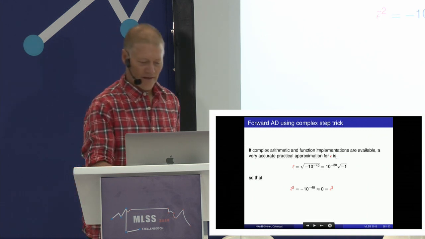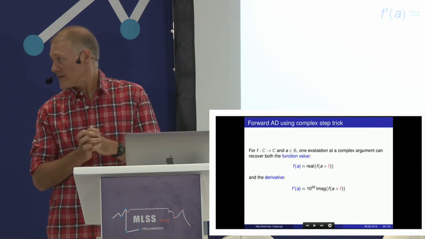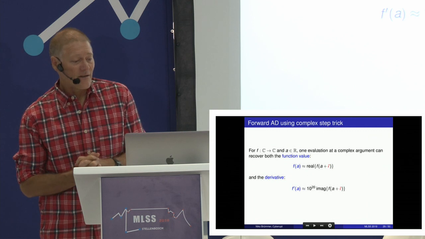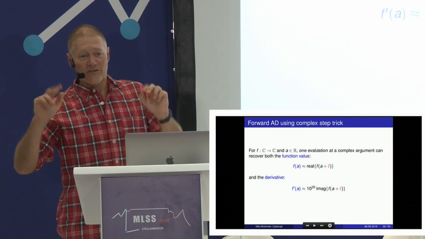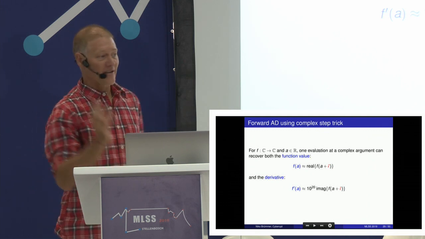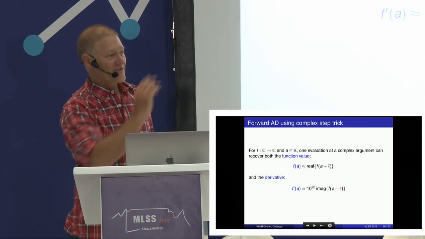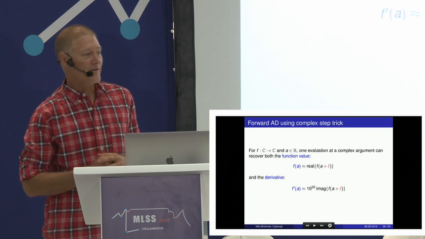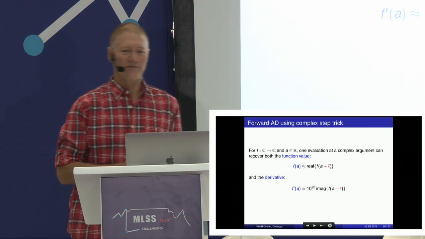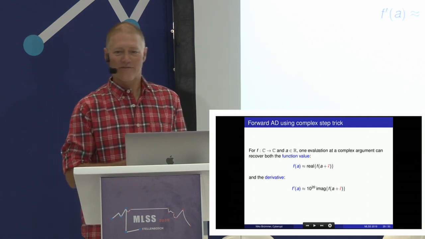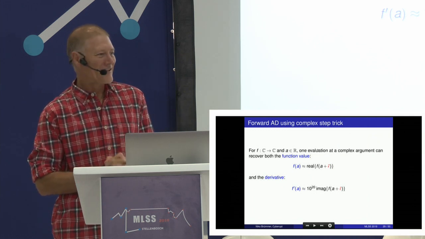So that's how we're going to practically implement this. If your function is equipped to handle complex arithmetic, then you can just send this approximation to a dual number which you've manufactured into the function. If you take the real part of the output, that's just the function value again. And if you want the derivative, you take the imaginary part and you just multiply by 10 to the 20, and you've got your derivative. So next time you're sitting in front of Python, just try that. It's a nice trick.